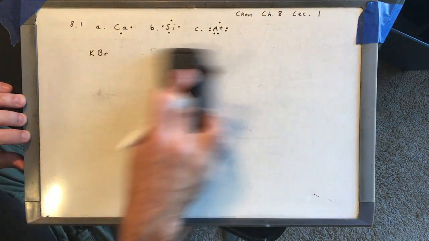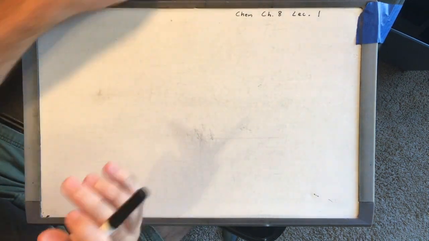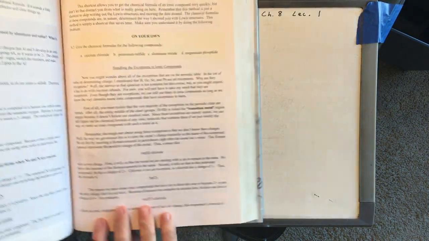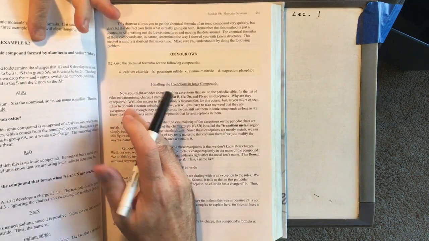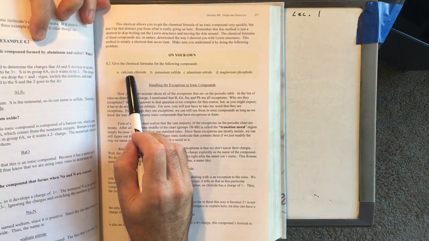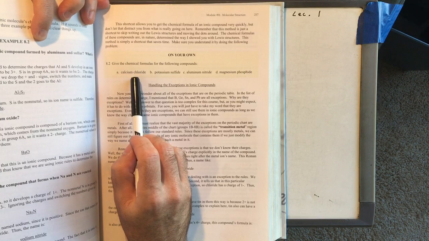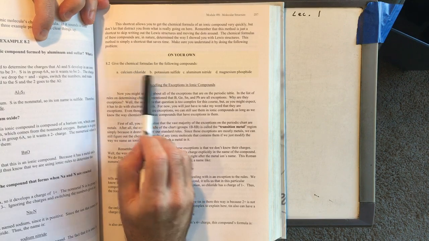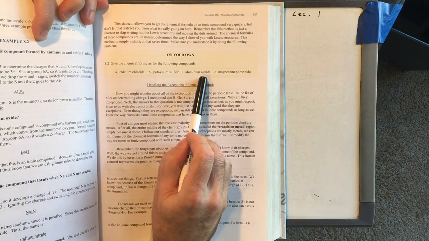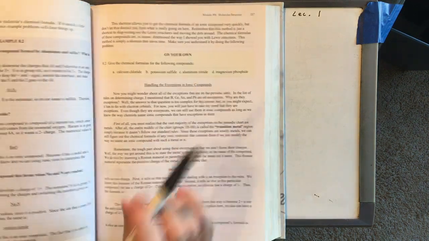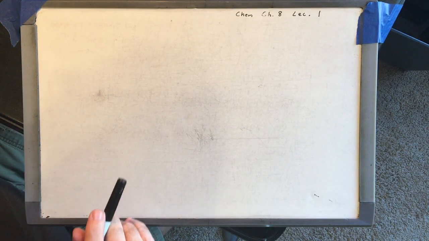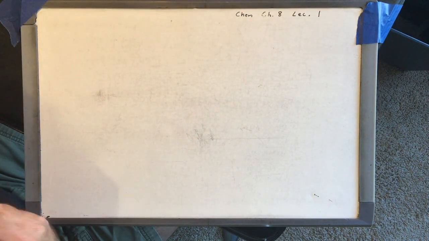All right, you've got an open slot there at 8.2 in the book. Flip over to page 257. Problem 8.2 says determine the chemical formulas for the following: calcium chloride, potassium sulfide, aluminum nitride, and magnesium phosphide. I'm going to show you how to do it based on the periodic table.